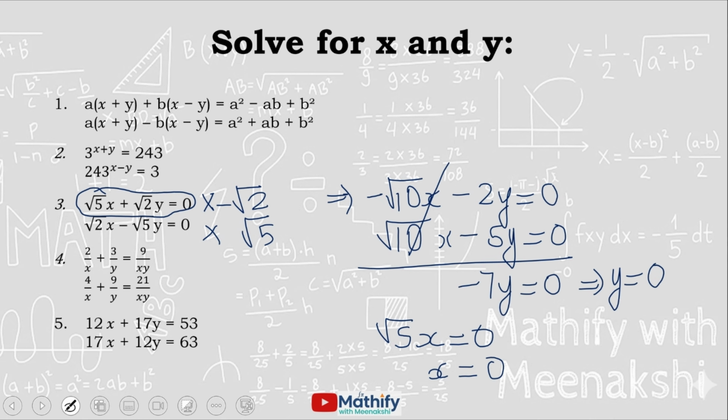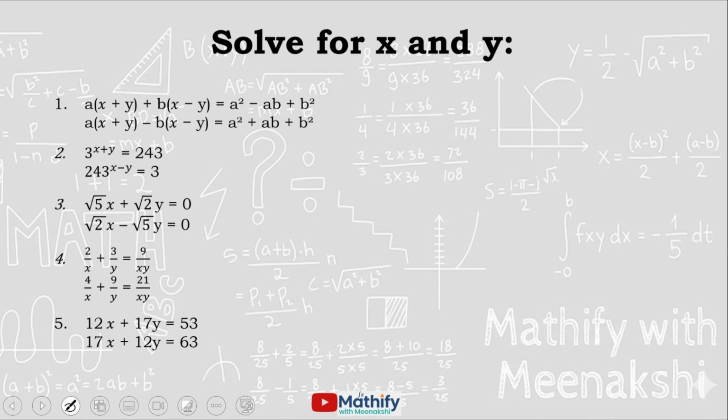Let's move to the fourth question. In the fourth question, what you will do now is you can take the LCM, or you have a second option that you can take 1 by x as u and 1 by y as v, whatever you like. So I'm taking the LCM. So just take the LCM here.